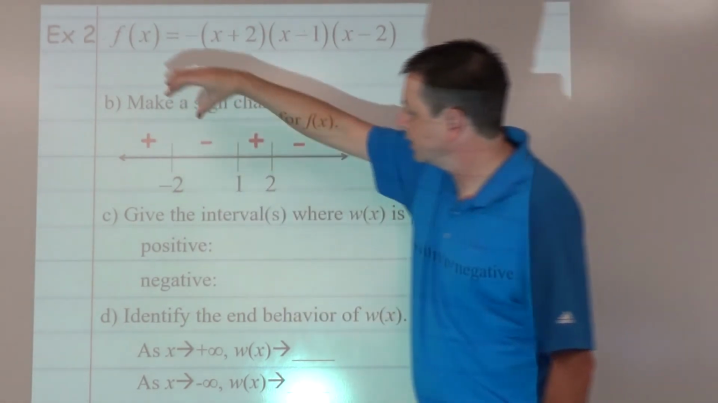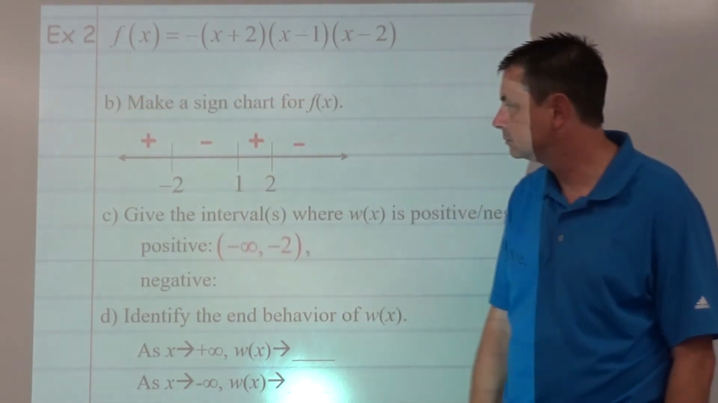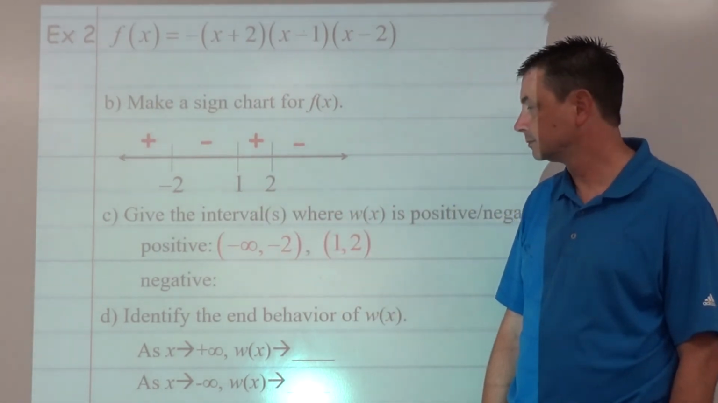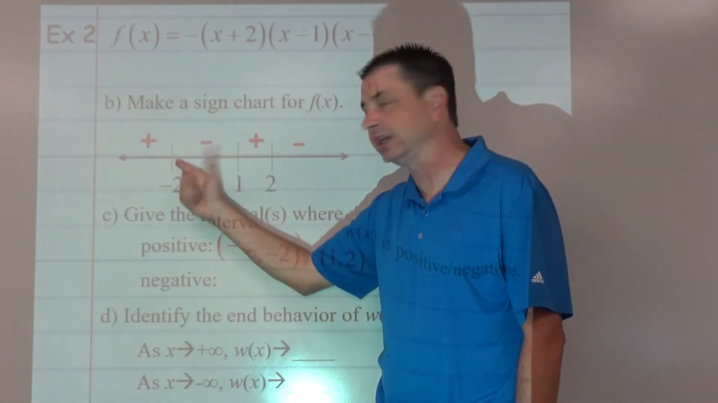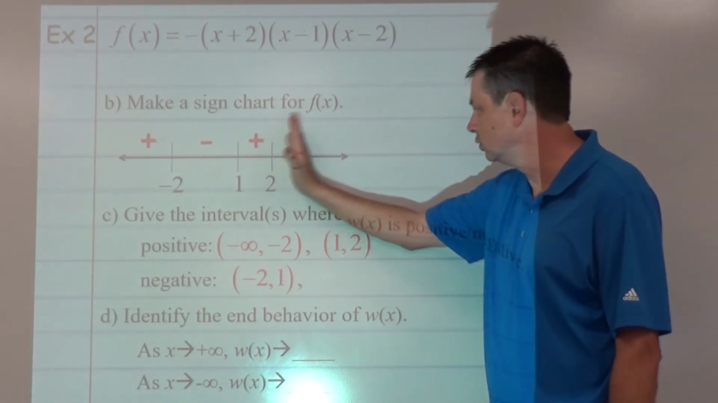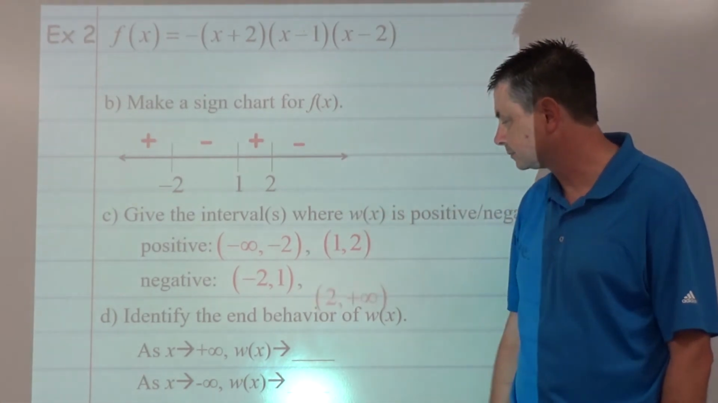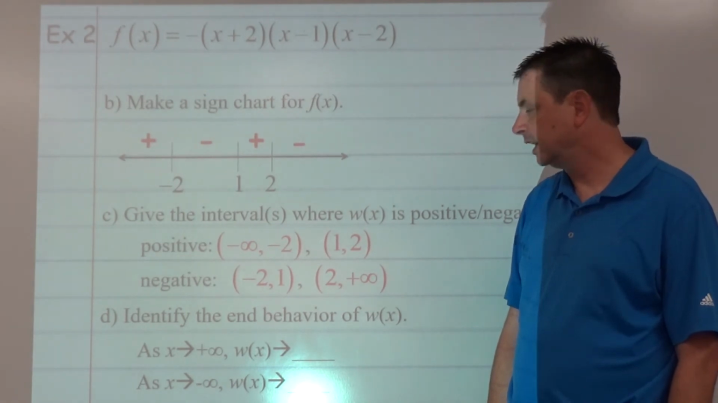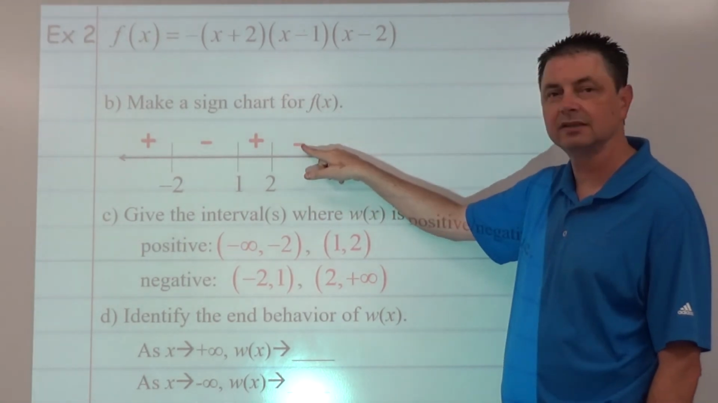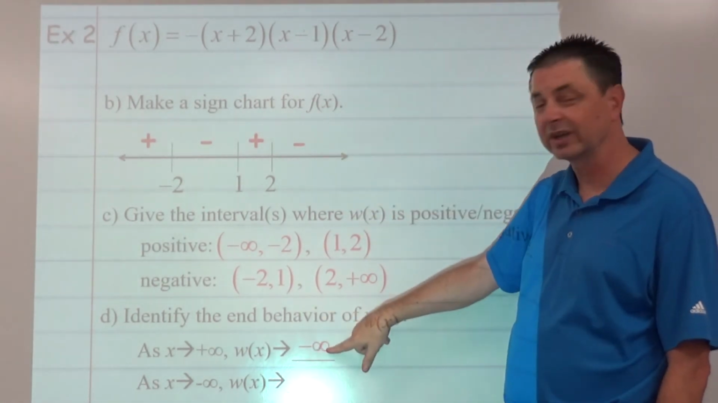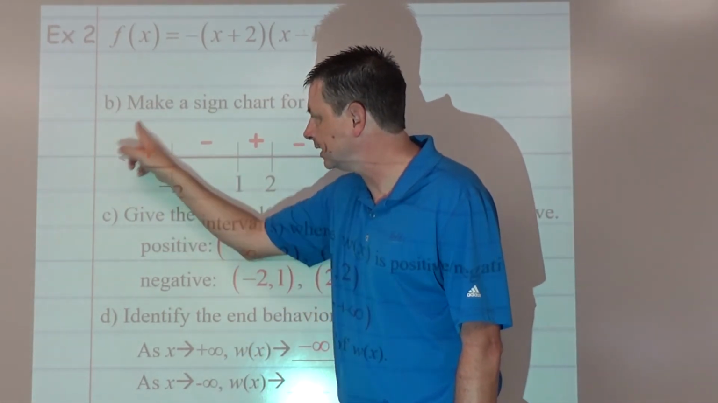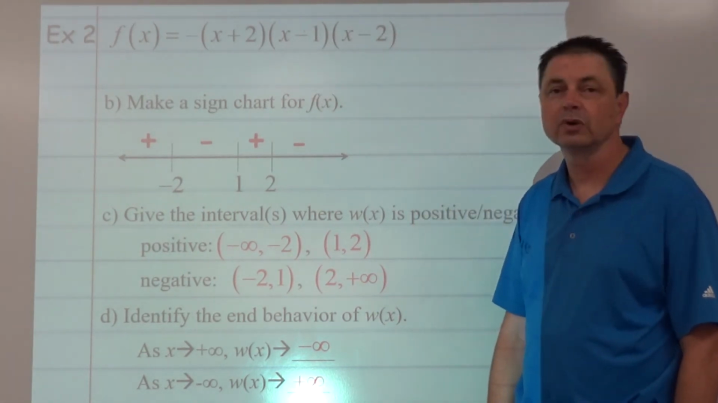So where are we positive? Here. And between 1 and 2. That's an interval. Where are we negative? Between those two numbers. All this out here from 2 forever to infinity. And end behavior. As x goes towards positive infinity, the last sign is negative, so we go towards negative infinity. As we go to the left towards negative infinity, the last sign is positive, so towards positive infinity.